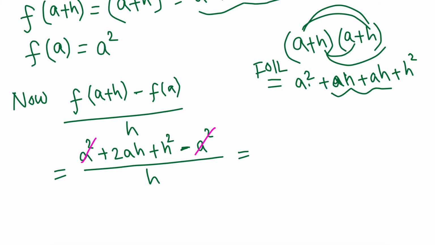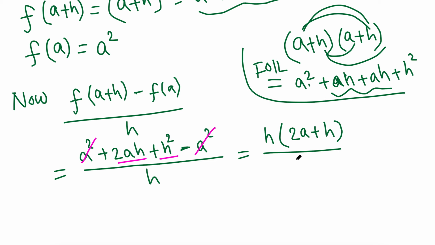Then from 2ah plus h squared, we cannot cancel anything yet because we have a plus sign. But looking at these two terms, ah and h squared, we can factor h out. Why do we want to factor? Because then we can cancel with the bottom. So h, then that leaves 2a plus h, all over h. Now we are able to cancel after we factor, and the final answer is simply 2a plus h.